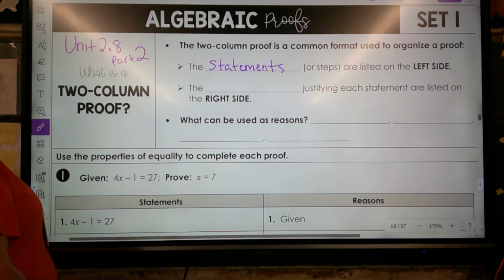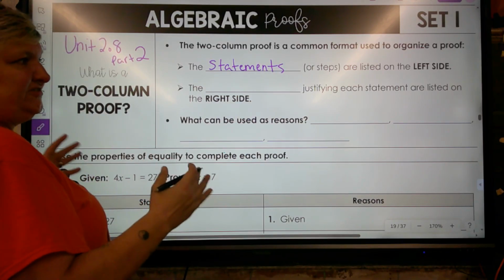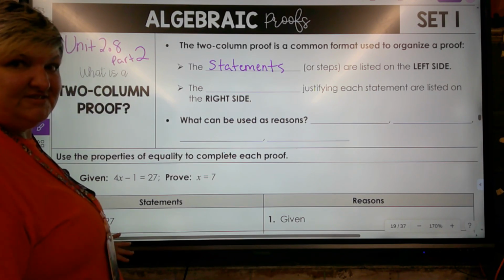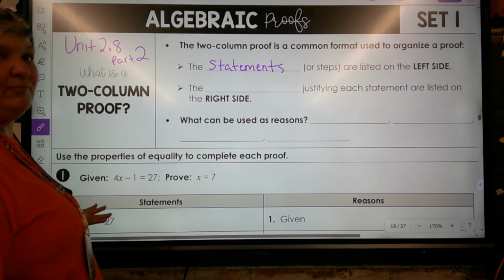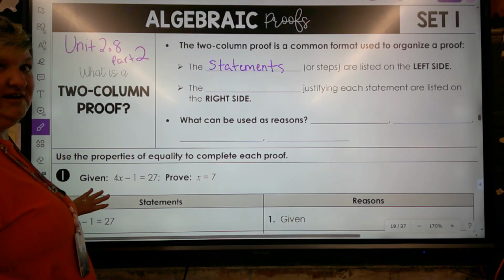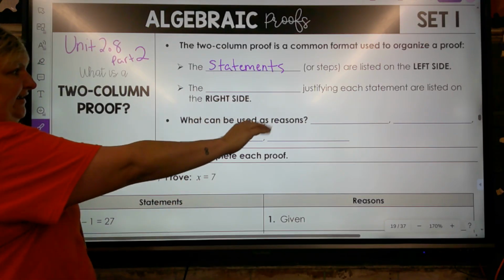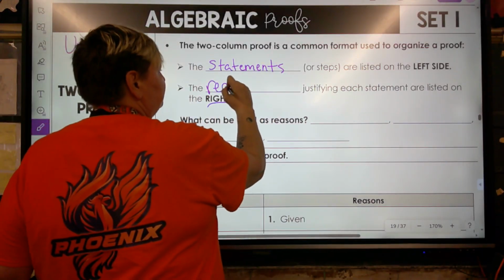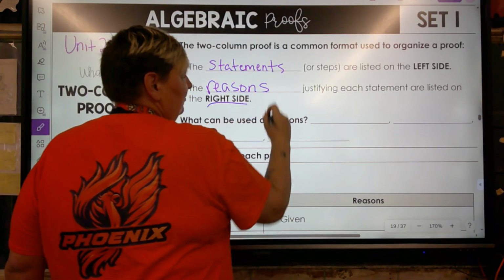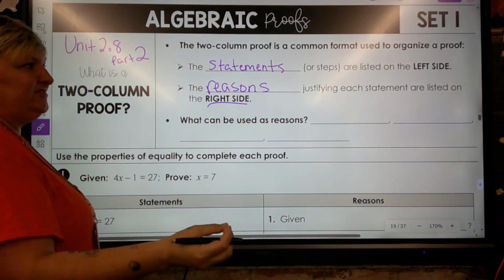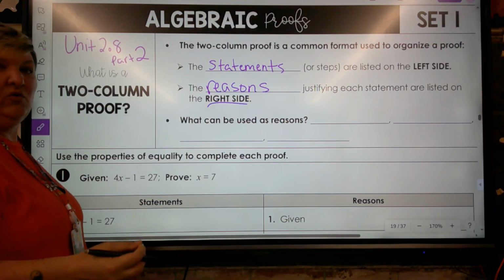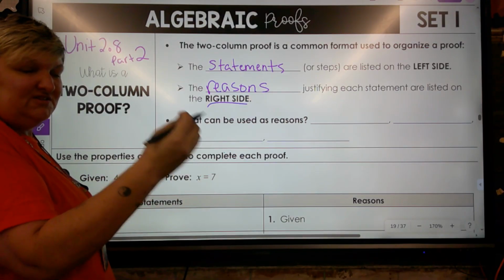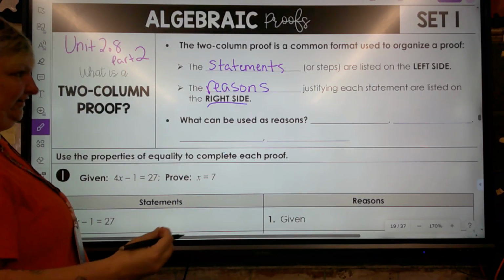The statements or steps that they give us, the given information, they work the problem for us on the left-hand side. On the right-hand side, we're going to have the reasons. We're going to explain the steps they took and give the reasons justifying each statement. We're going to walk through their problem step by step, explaining how they did it.